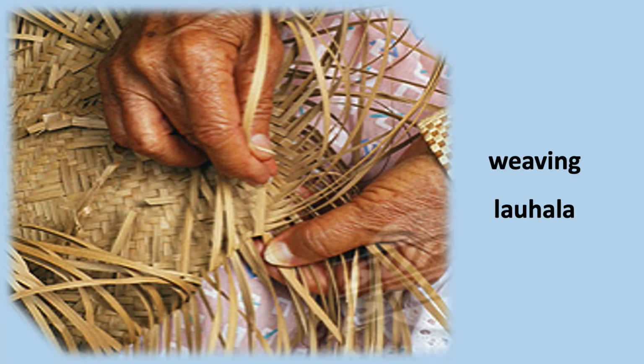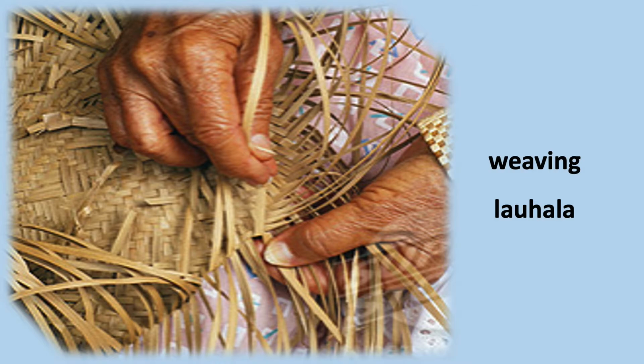Because the leaves of the hala tree are long, flexible, and water resistant, they make strong weaving material. The leaves are collected dry from the ground or picked from the tree. Then they are cleaned, softened, and ready to be used for weaving.